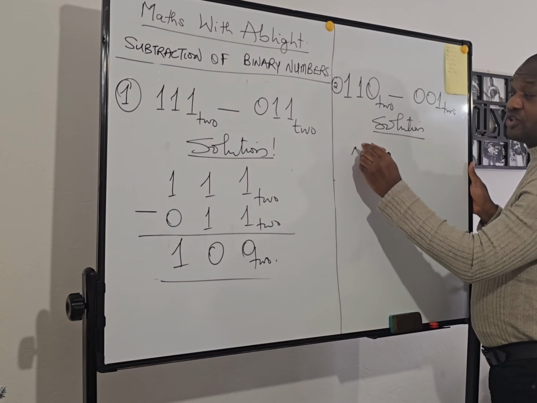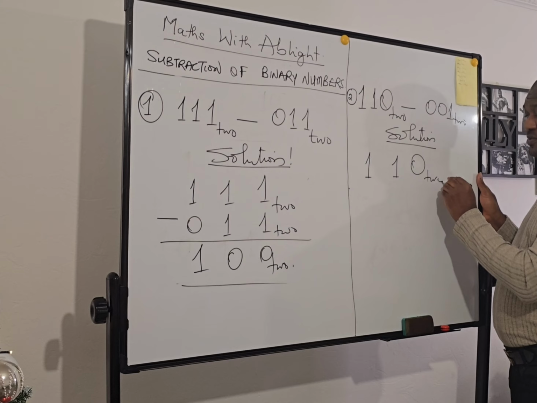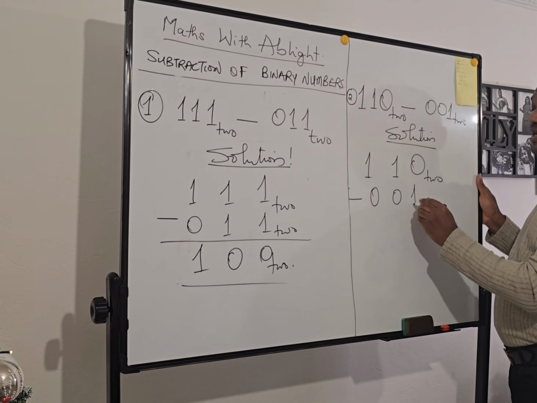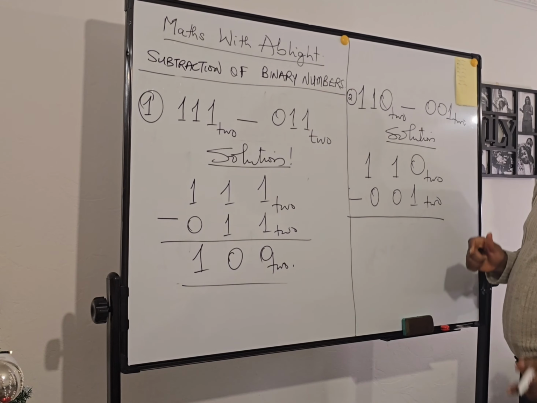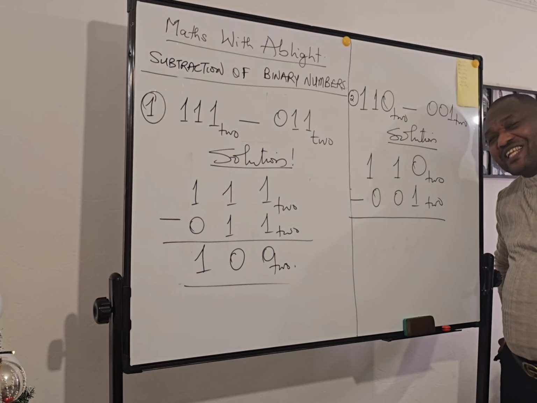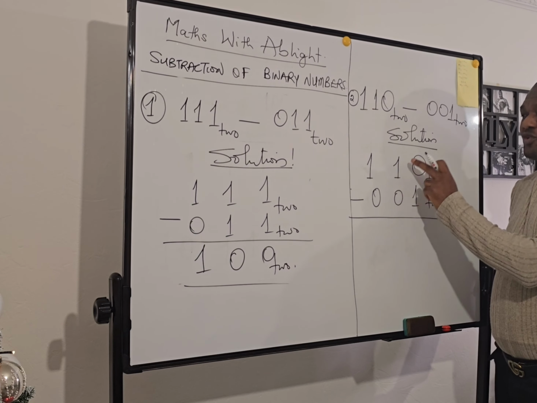Now, you arrange your numbers again. 1, 1, 0 in base 2 minus 0, 0, 1 base 2. This is where the problem is. 0 minus 1, it cannot. What are you supposed to do? You borrow 1 from here.